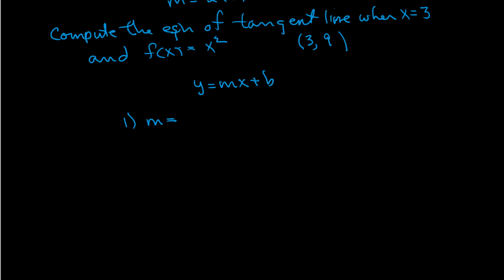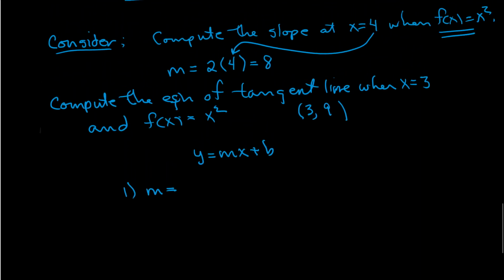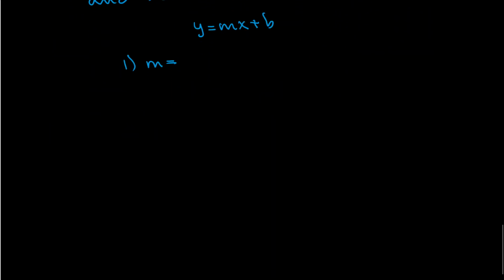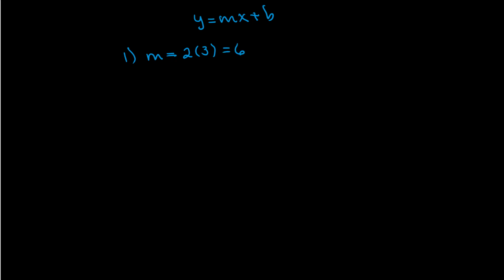Well, the slope is not the x squared. Remember, up there at the top of the screen, the slope is the derivative, which is going to be 2 times my x value. In this case, the x value is 3, so the slope is going to be 6. Okay, so we have our slope.